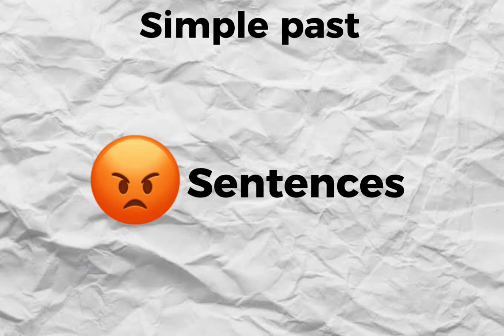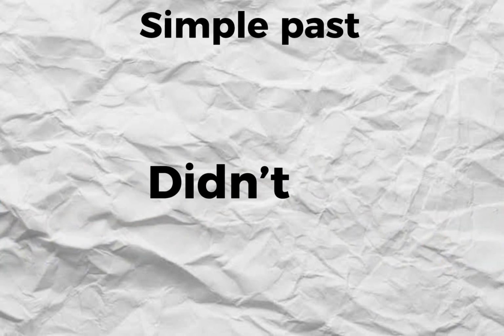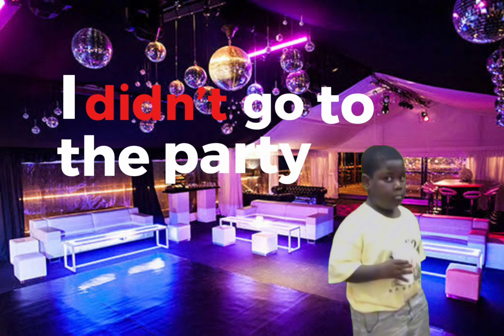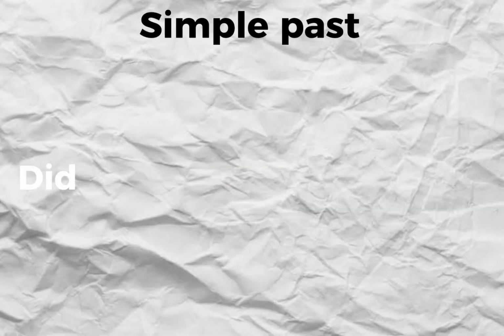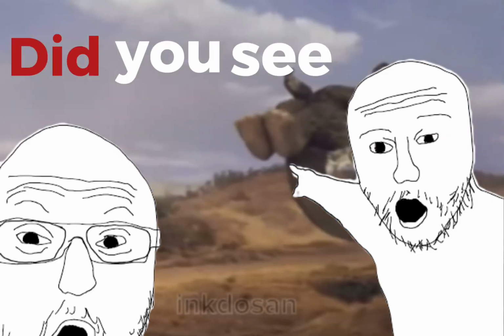For negative sentences, use did not, or the short form didn't, plus the base form of the verb. Example: I didn't go to the party. For questions, use did plus subject plus the base form of the verb. Example: Did you see that?